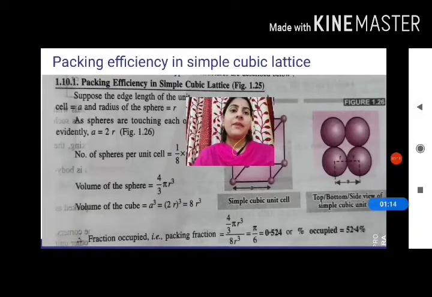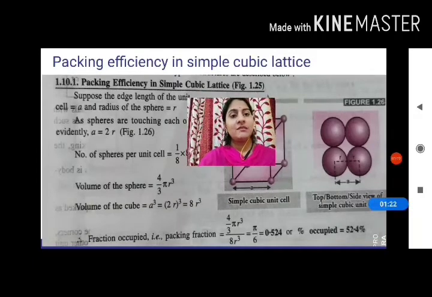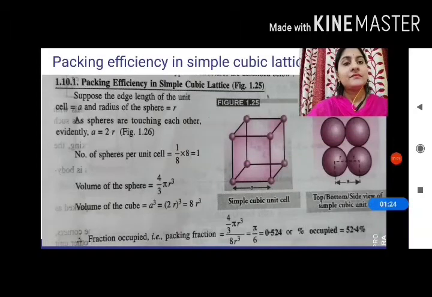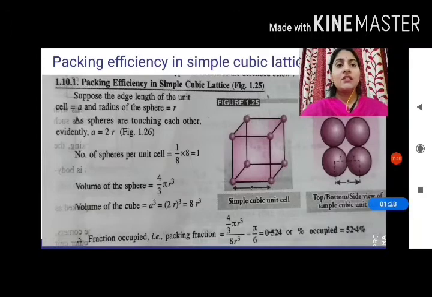Let us calculate the packing efficiency in the different types of structures, starting with the first one, that is the simple cubic lattice. In a simple cubic lattice, the atoms are located only on the corners of the cube. The particles touch each other along the edges, with whose help we can find the relationship between the edge length and the radius of the sphere.